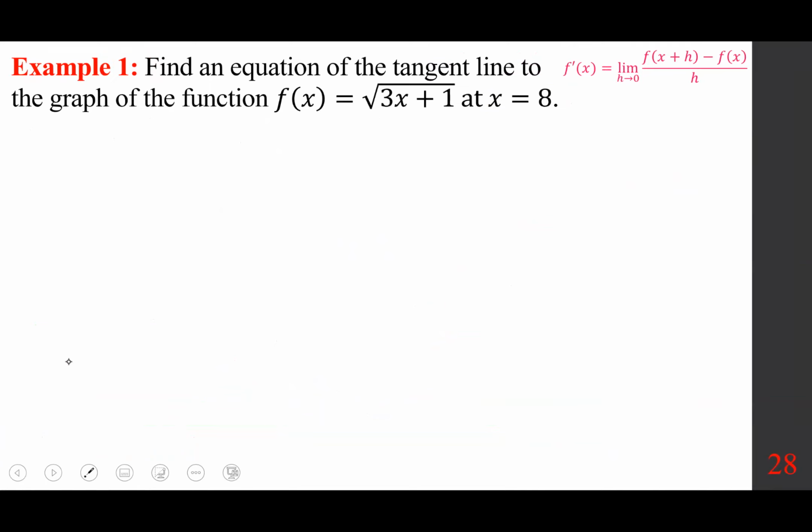We want to find the equation of a tangent line at x equals 8. It is important for everybody to know we need 2 things. We need a pair and we need the slope. The pair in essence is given because all you have to do is put the 8 here. 3 times 8, 24 plus 1 is 25. The square root is 5. So we have the pair 8 comma 5.